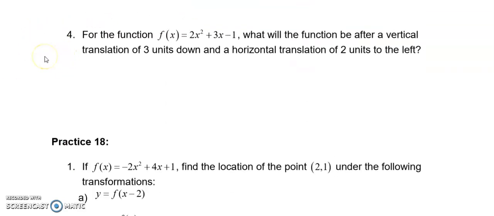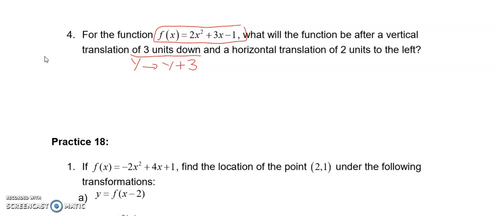Now number 4 is a translation though. Again, they give us the function. It's exactly the same function they had in the previous example. What will the function be after a vertical translation of 3 units down? Now, think about that carefully. If you're moving it up or down, you're adding or subtracting to the y. You're going to replace the y with y plus 3. That will move it down.